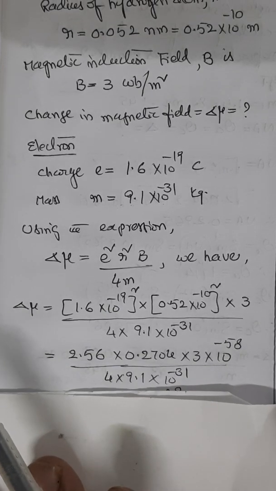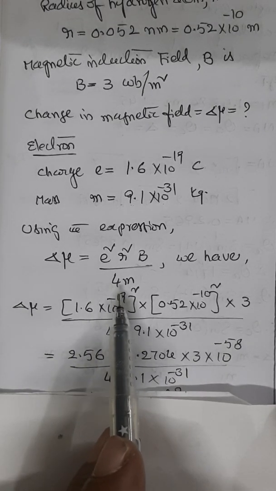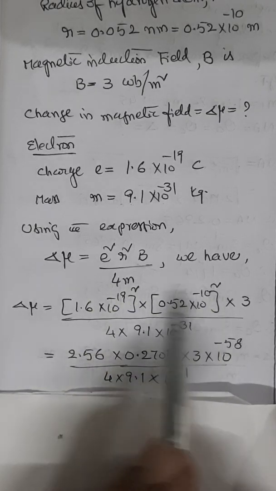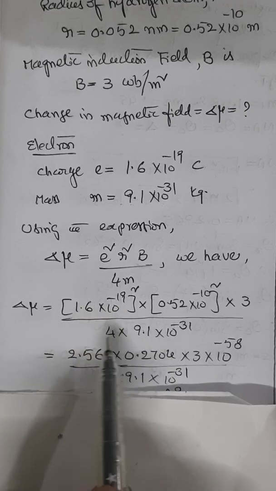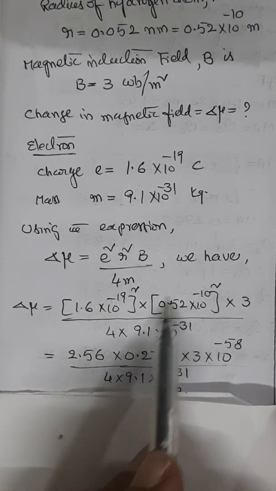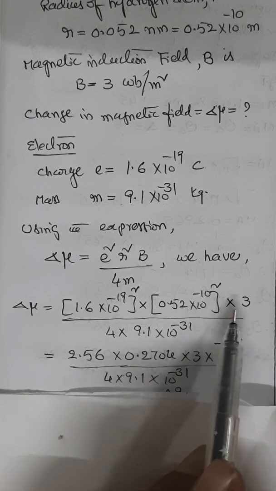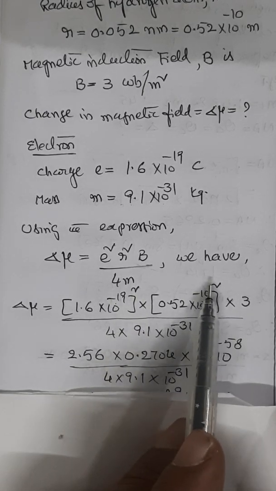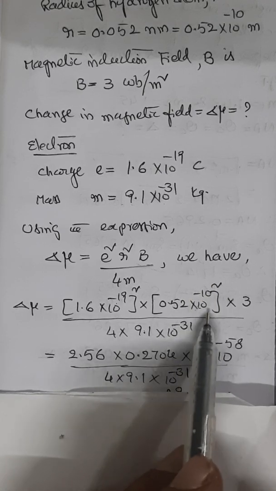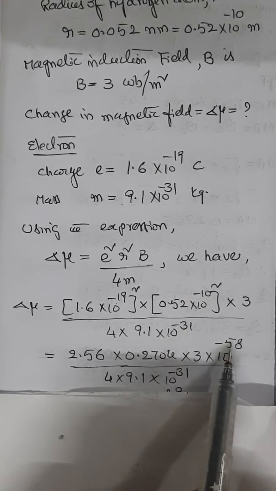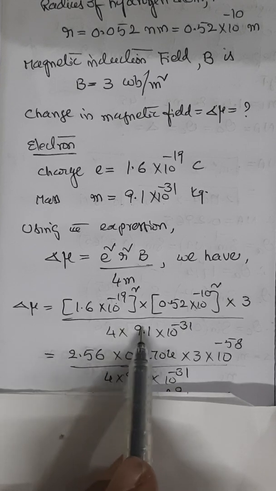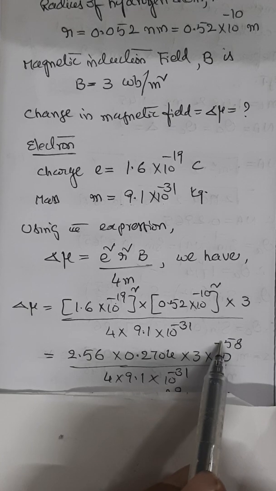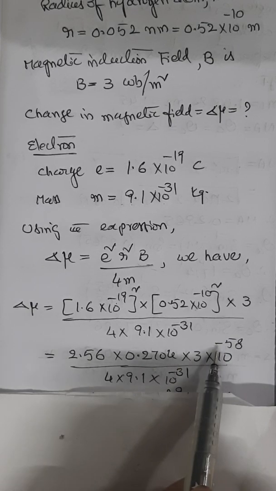Now if you simplify, after expanding these two squares, keep the powers of 10 aside. 1.6 whole squared is 2.56. 0.52 whole squared is 0.2704. Then 3 into 10 power minus 19 whole squared, and 10 power minus 10 whole squared. So that will become 10 power minus 58 divided by 4 into 9.1 into 10 power minus 31. You can bring 10 power minus 31 to the numerator, and it will become 10 power 31.